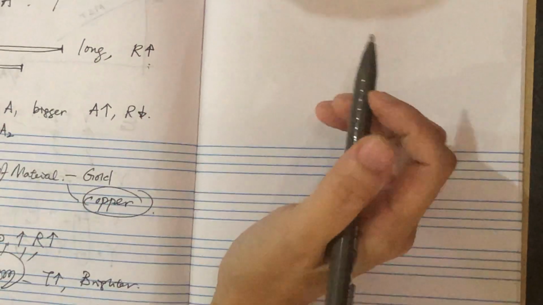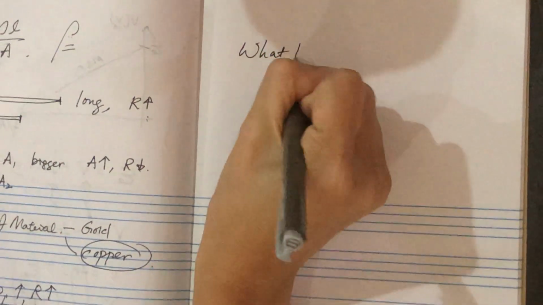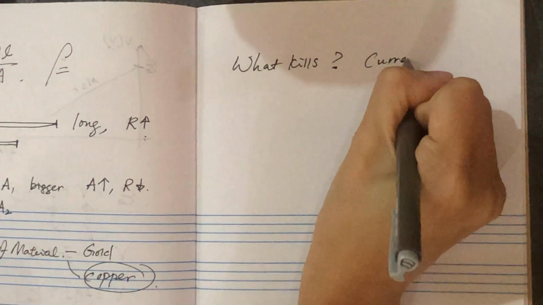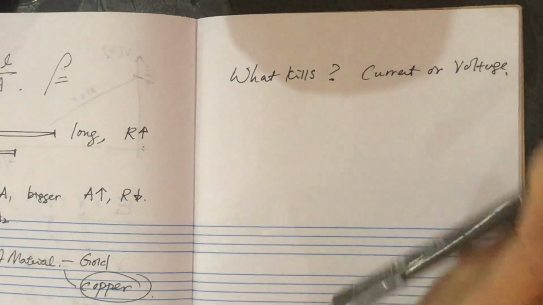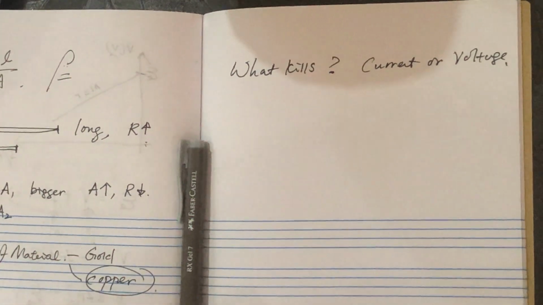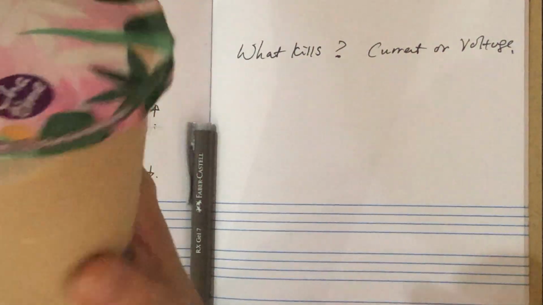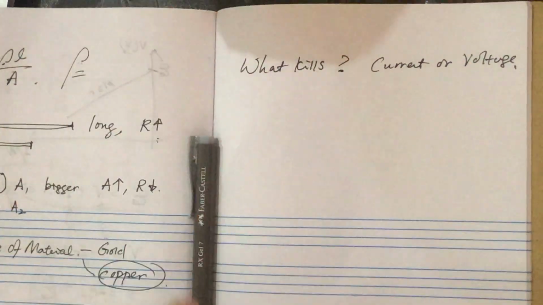Okay, one last question. What kills? Is it current or voltage? Whoever can answer this question accurately in the fastest time, I give this reward. Thinking how? Okay, try to get your reward here.